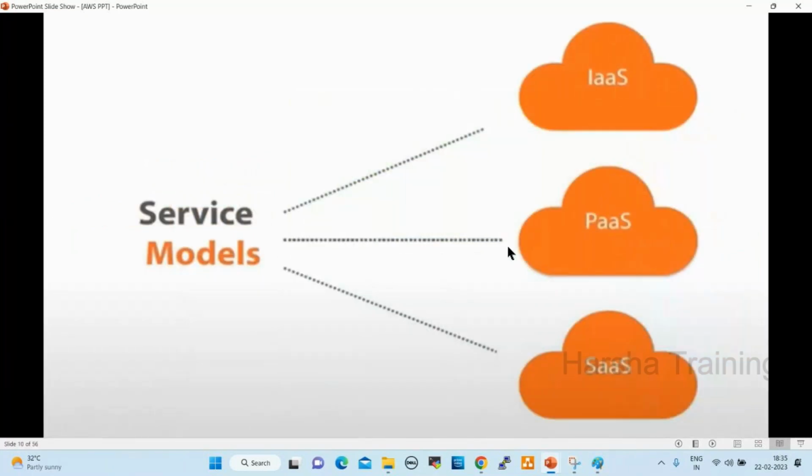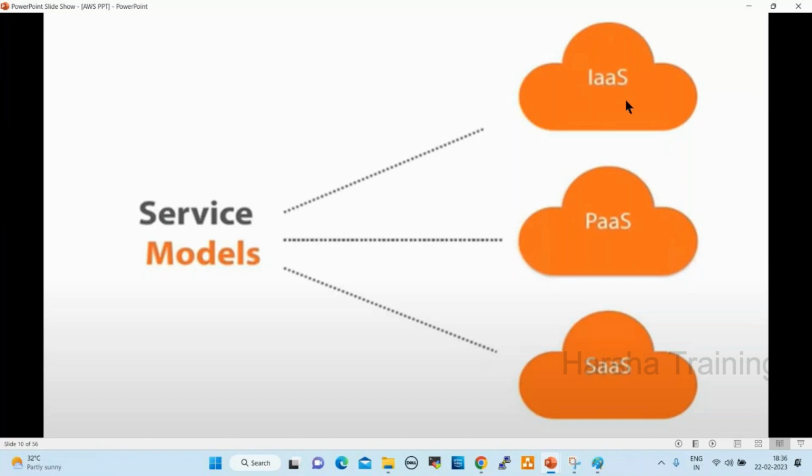Next, we have three service models: IaaS, PaaS, SaaS. What is IaaS? Infrastructure as a service. Then platform as a service, and software as a service. In infrastructure as a service, we create infrastructure in the cloud, and on top of that, we deploy different applications like Java, Tomcat, Git, Jenkins, Kubernetes, whatever, right? We create servers and deploy the applications on top, which is nothing but infrastructure as a service.